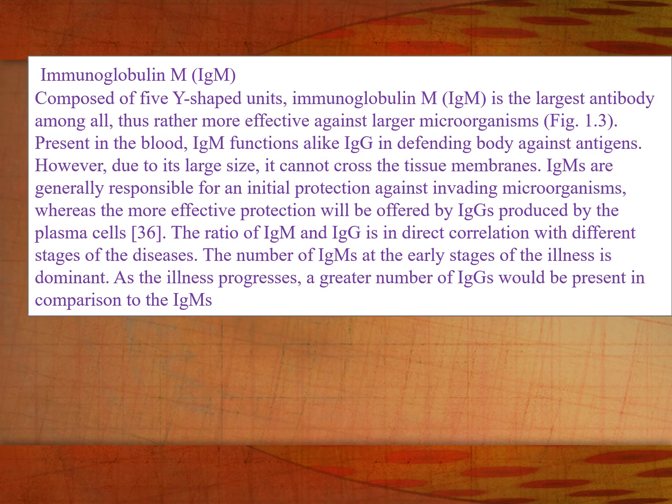Immunoglobulin IgM is composed of 5 Y-shaped units. IgM is the largest antibody among all, thus rather more effective against large microorganisms present in the blood. IgM functions like IgG in defending the body against antigens. However, due to its large size, it can't cross the tissue membranes. IgM is generally responsible for the initial protection against invading microorganisms, whereas the more effective protection will be offered by IgGs produced by the plasma cells.